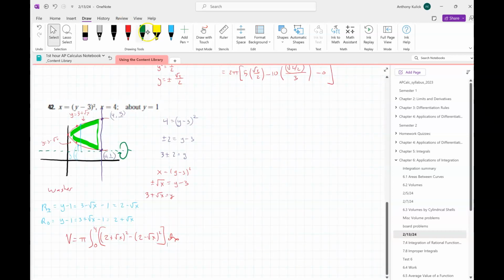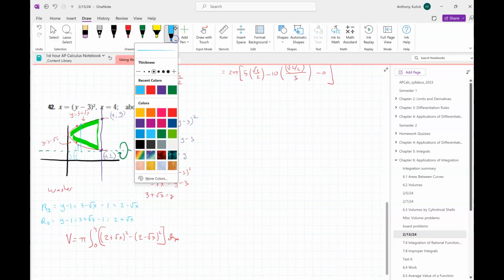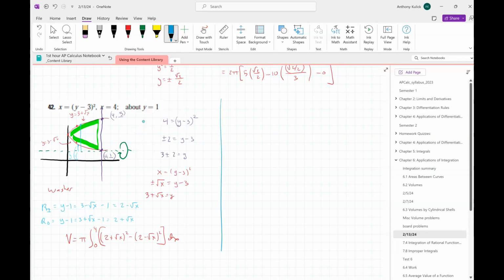Yeah. So I'll use a different color over here. What haven't I used at all yet? We'll use this funny blue. So volume is the integral of 2 pi r h and then d whatever, x or y, depending on what we're doing here. So we're going to be doing y's here, right?